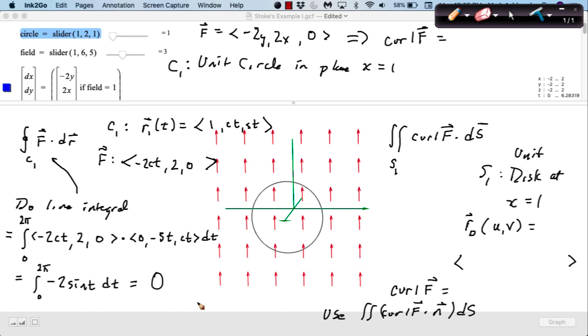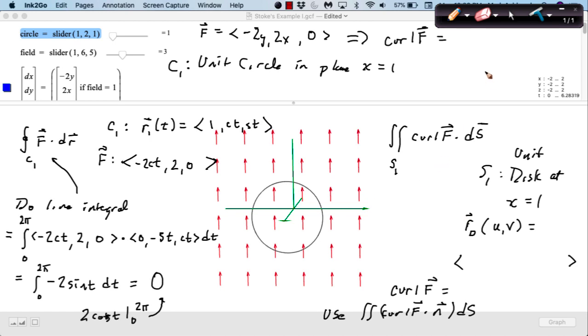Is it right? Cosine t. 1 minus 1, right? You get 2 cosine t from 0 to 2 pi, which is 1 minus 1. 2 minus 2. Okay, how's the line integral? Is this what you got for the line integral? Some people? Yeah? Okay, cool. 0, like we thought.